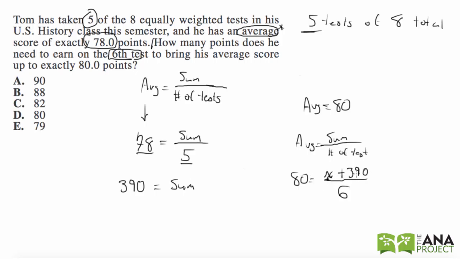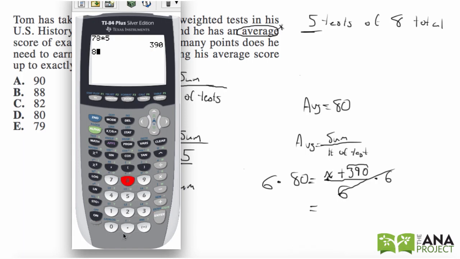x plus 390. So these are the 5 tests. This is the additional test, the 6th test. We divide it by the number of tests, 6. And we already know he wants the average to be 80. So all we do is solve for x. So we multiply by 6 on both sides to cancel out the denominator. 80 times 6, which I believe is 480.